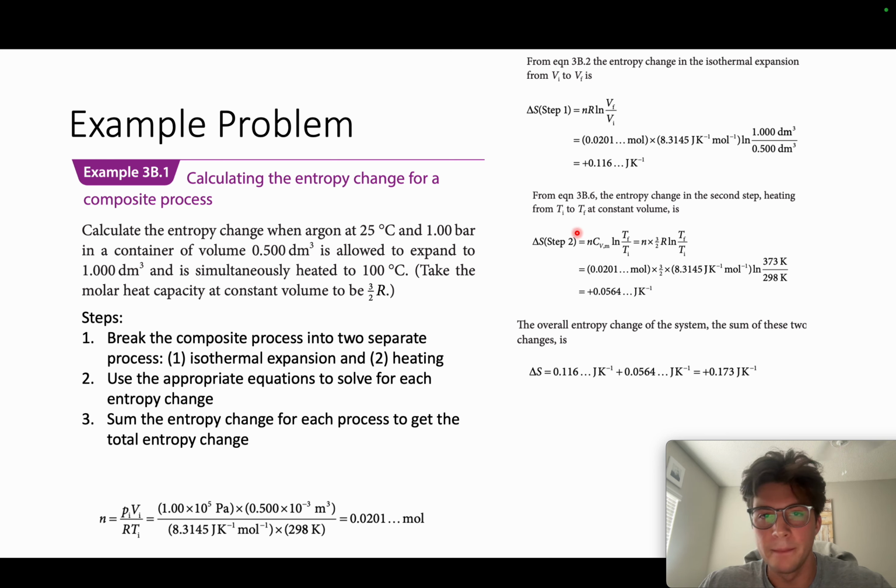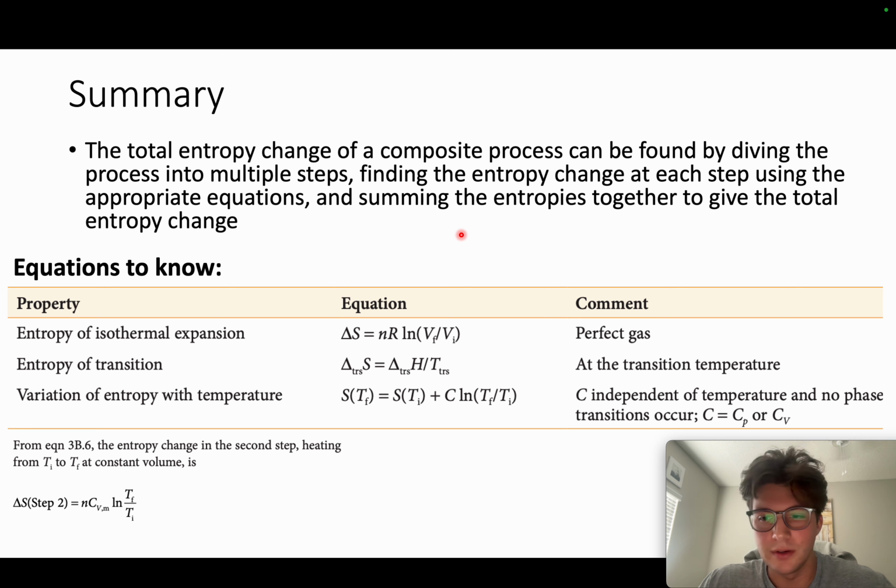In summary, the total entropy change of a composite process can be found by dividing the process into multiple steps, finding the entropy change at each step using the appropriate equations, and summing the entropies together to give the total entropy change. I also included some important equations to know that are going to be used for composite processes. In our example, we had the isothermal expansion and then we had heating. These are the equations to find the entropy for those two processes. It's also important to know the entropy of transition, which utilizes the enthalpy of transition value, and then also the transition temperature value.